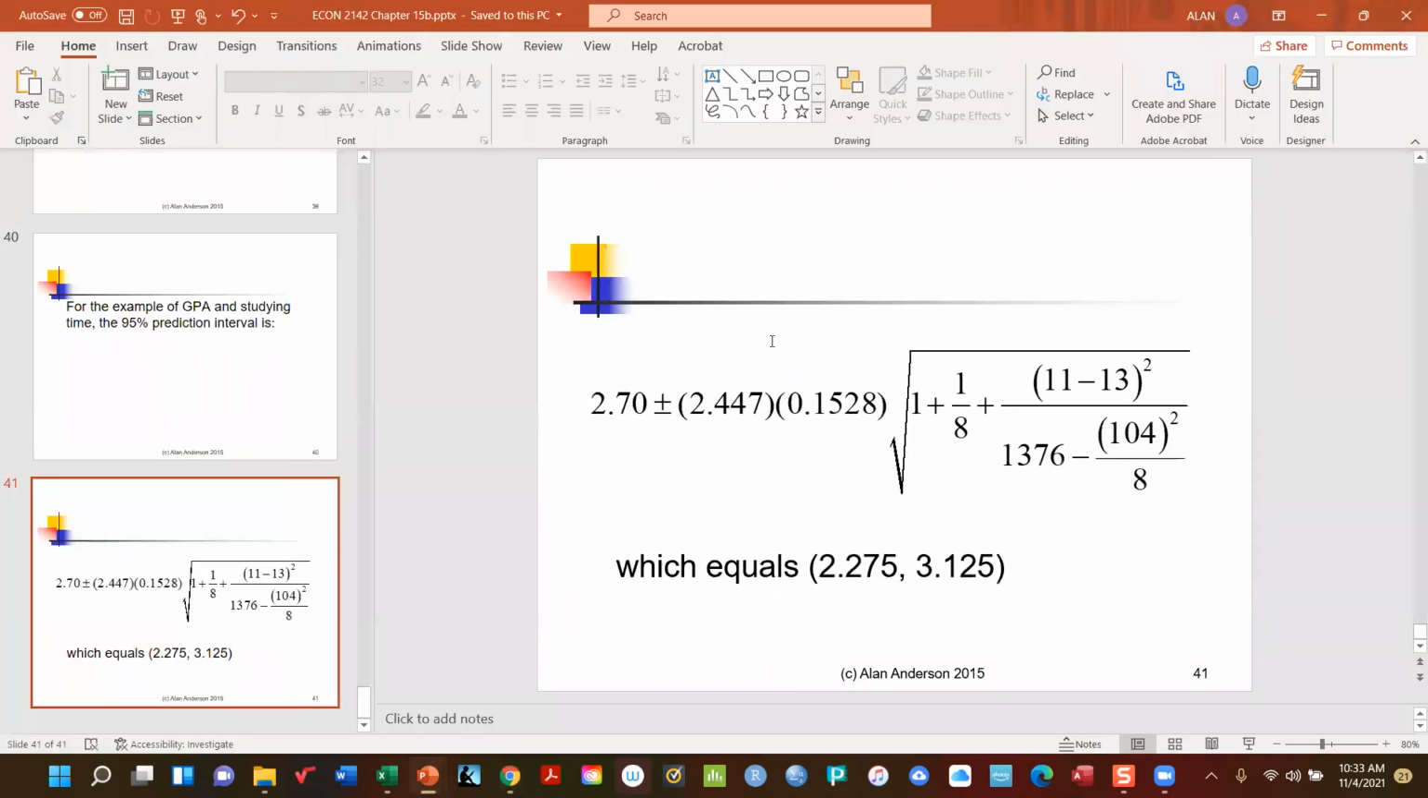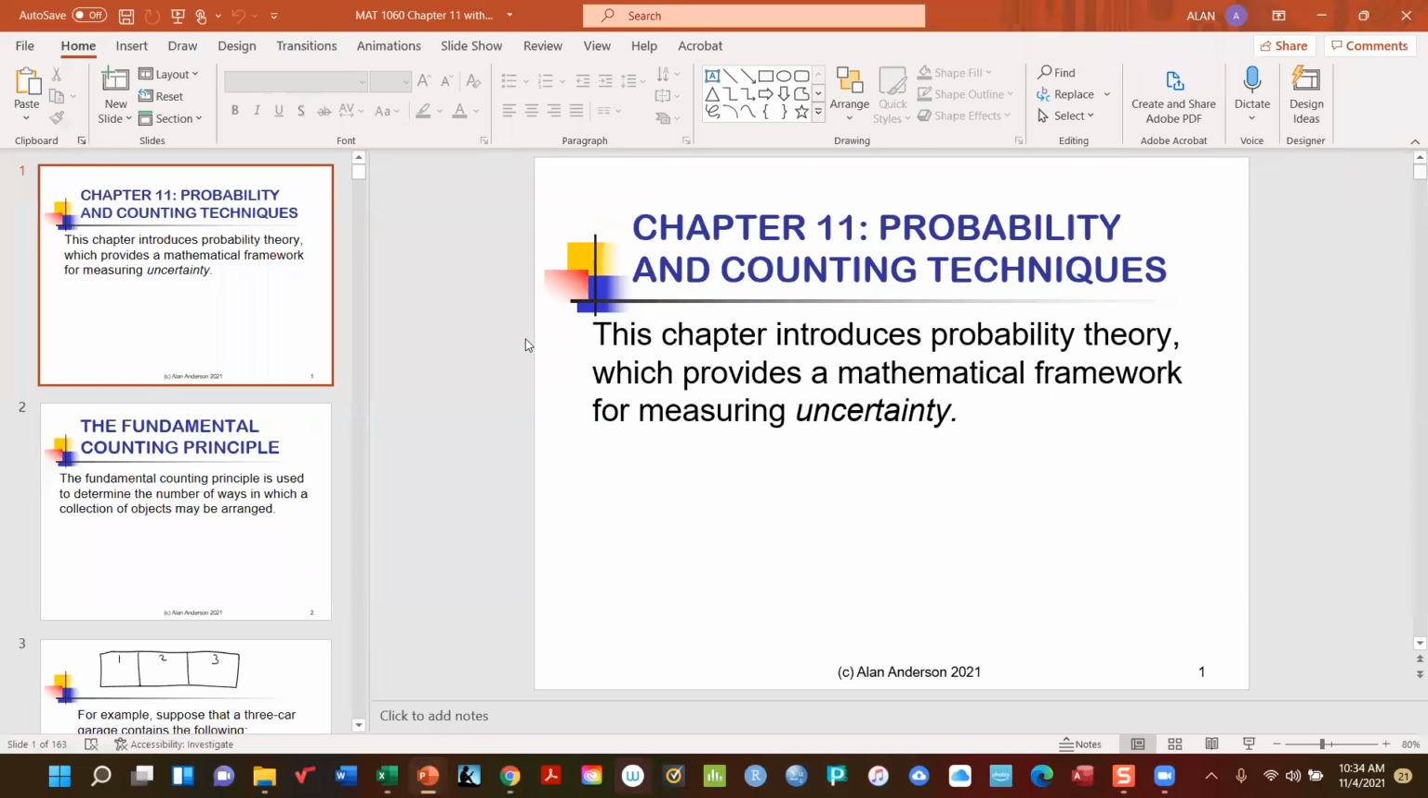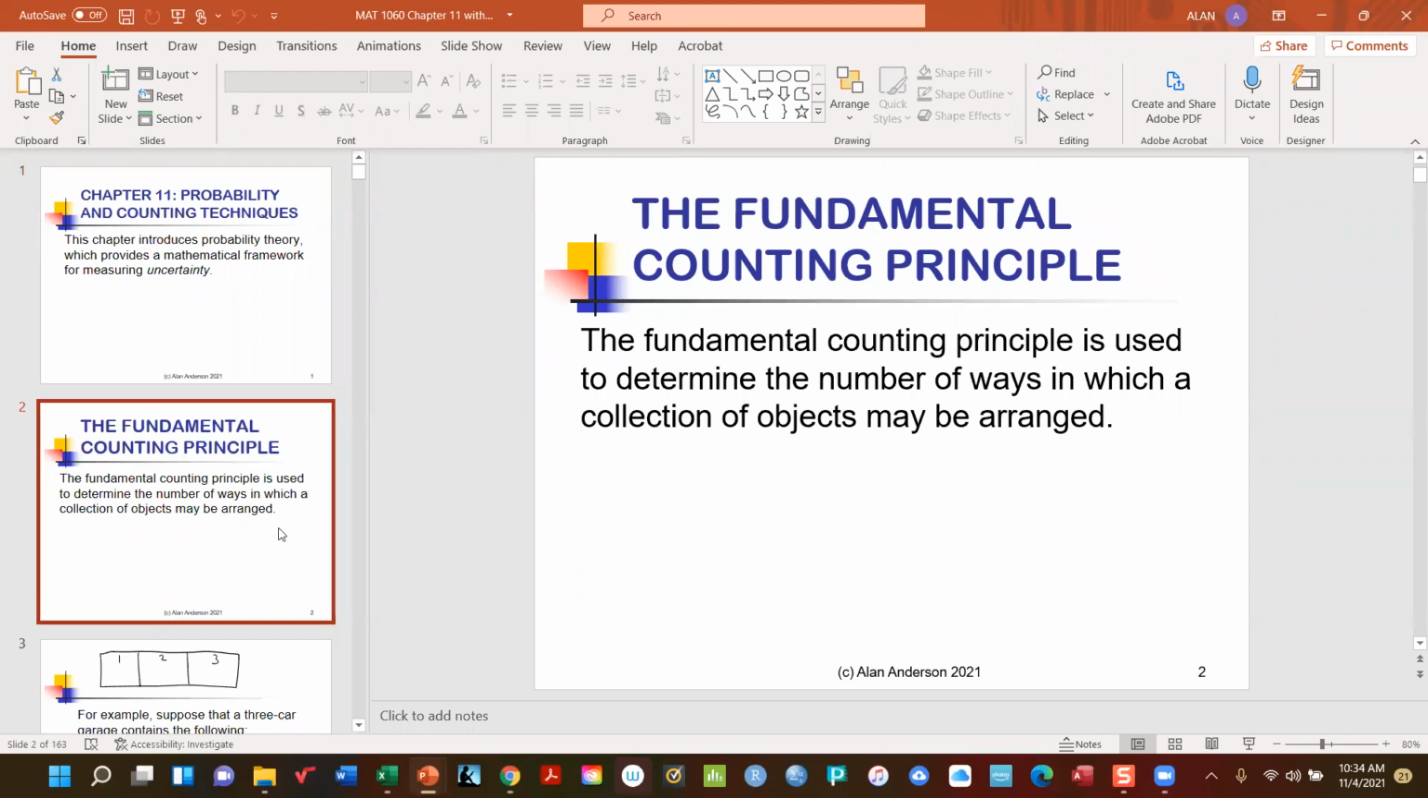But before we do that, let's remind ourselves where we were. So first, we were talking about probability theory. And before we did that, we sort of took a little detour into the area of counting. We wanted to understand several key principles before we dive into probability theory itself.